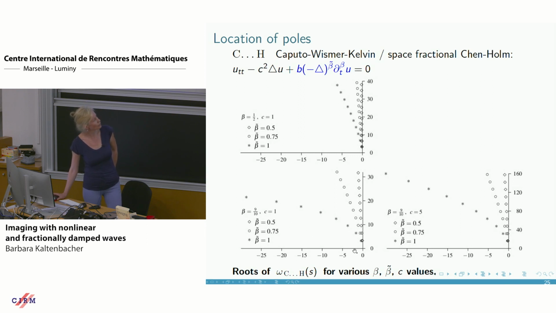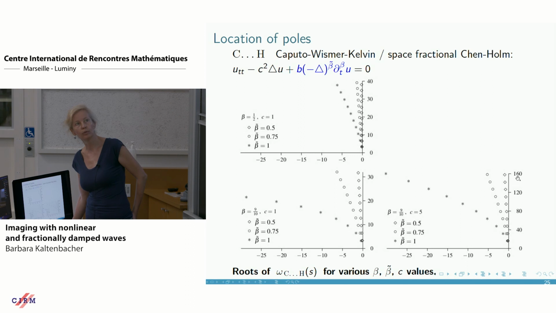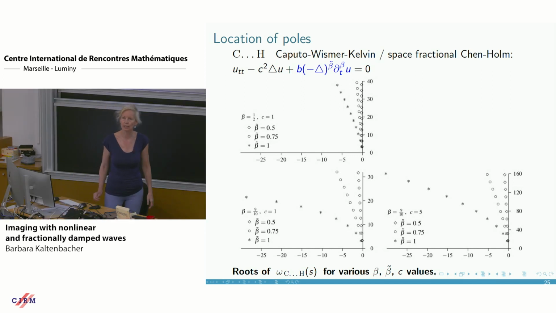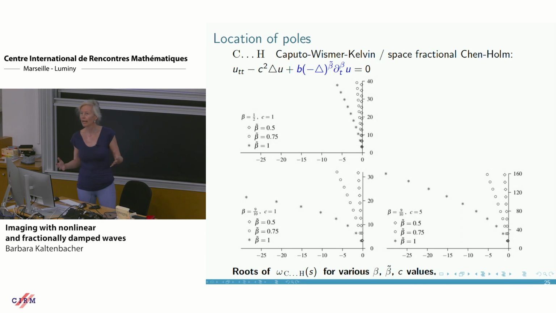And that's what one also sees: while the shape of these curves here and here is similar, the scale is very different. So one can go up to 160 on the imaginary axis, as compared to only 30. And this also corresponds to the number of Fourier modes that one can actually recover from noisy data, for example.